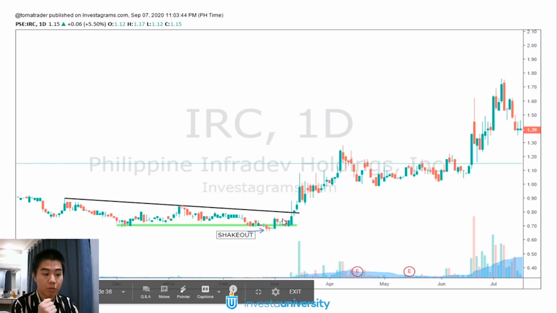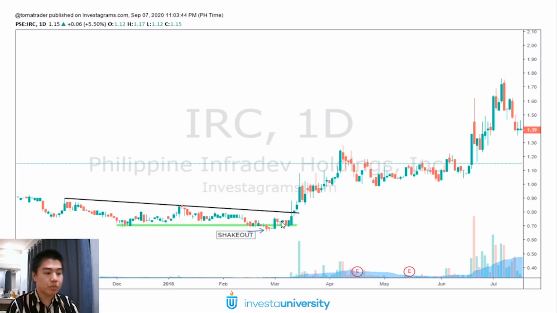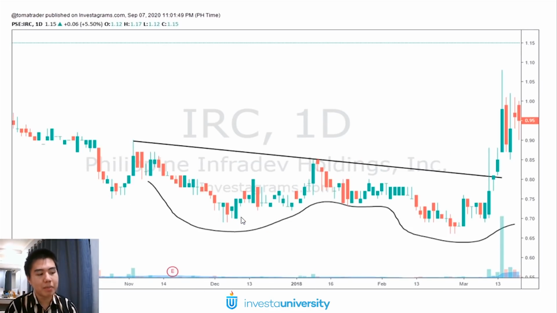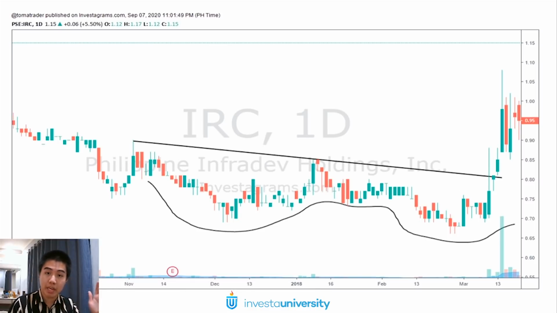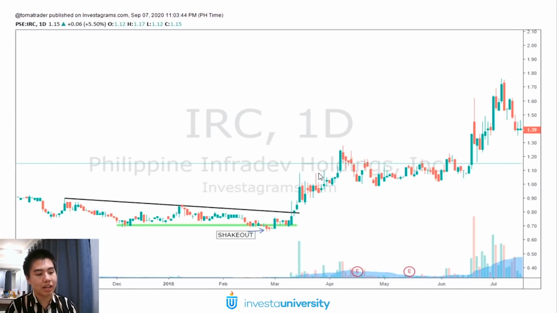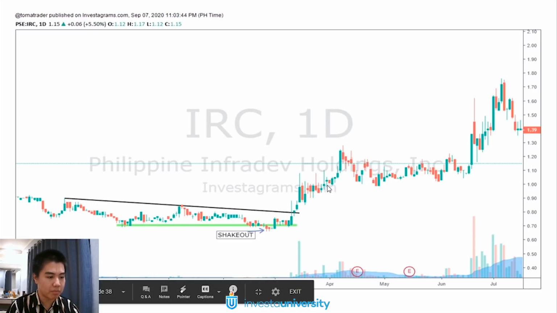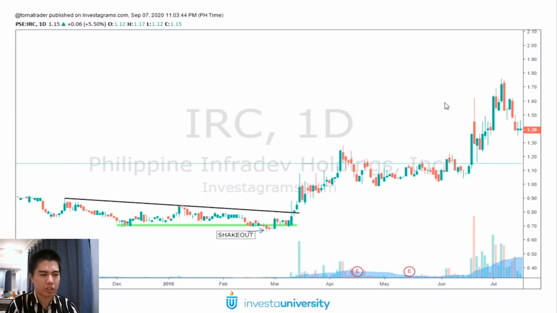The fact that it recovered means the stock is strong. So if you're simply trading for the bounce, you would have bought at 0.70 and sold at 0.80. Right? That's the basic double bottom bounce. But if you believe there's a potentially bigger move, you can wait for the break of the downtrend line. As we can see, after the breakout of this double bottom, after the break of the neckline, it went up really big, from below one peso to 1.70. I think that's more than 100%.